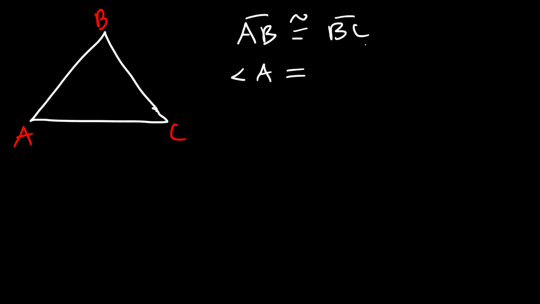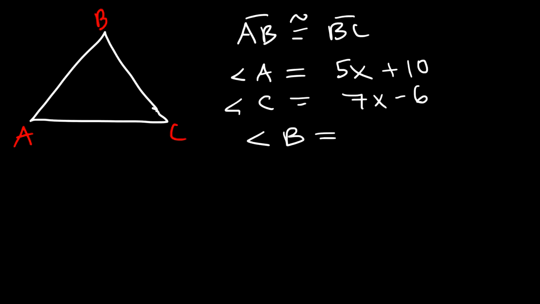So consider triangle ABC. And let's say that you're given that AB is congruent to BC. And also angle A is equal to 5x plus 10. And angle C is equal to 7x minus 6. With this information, find the measure of angle B. So feel free to pause the video if you want to.